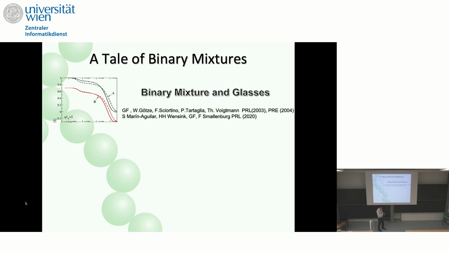So this was the work in which we looked at how a glass system could speed up if you would play with the composition and the size ratio of the particles. Something that came up later on, and we worked on these binary glasses later on.